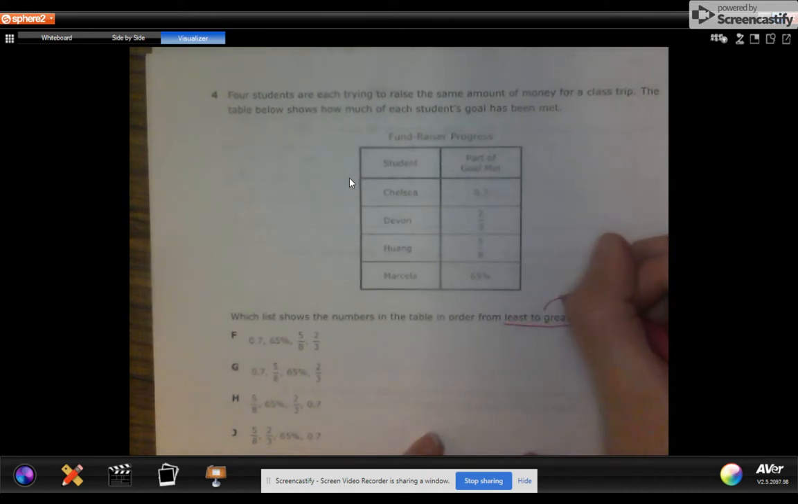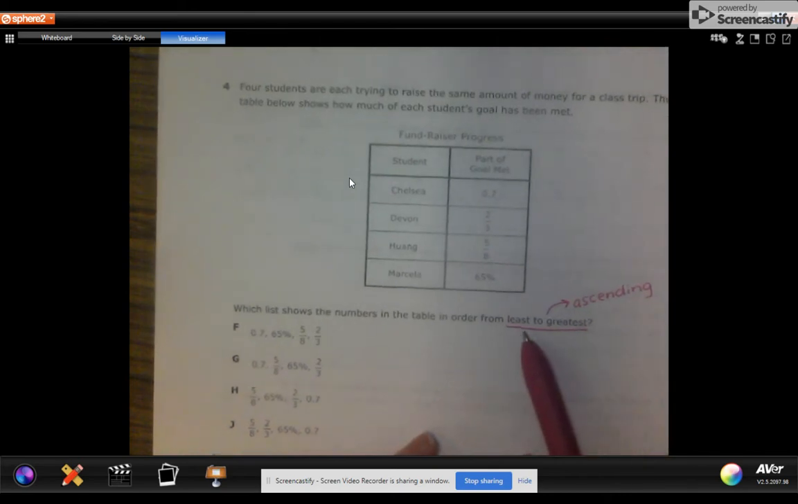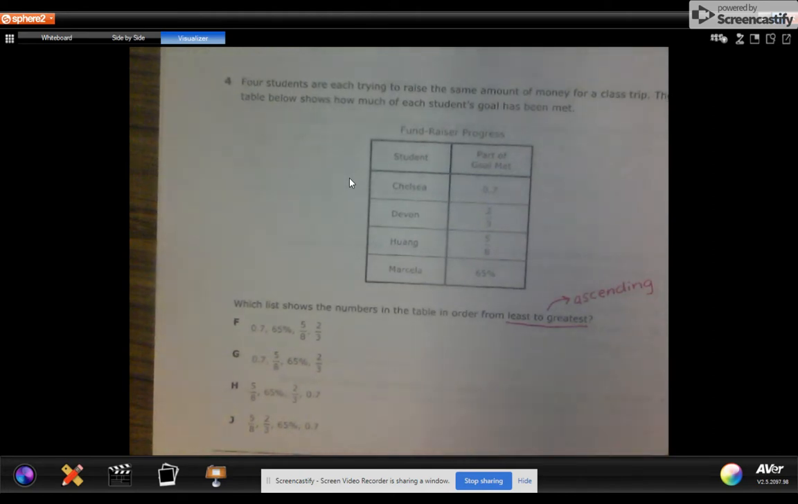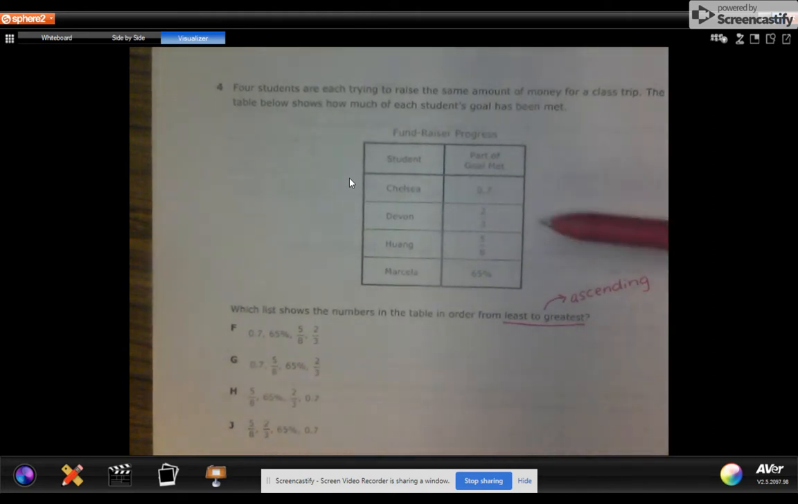Okay, another word that we know for that is ascending. So again, I need to find my smallest number, and then it needs to be ordered until I hit my greatest number. Okay, so first things first, I need to know that these are not all in decimal form, which is our common form. So I need to go ahead and take the ones that aren't in decimal form and put them into decimal form.